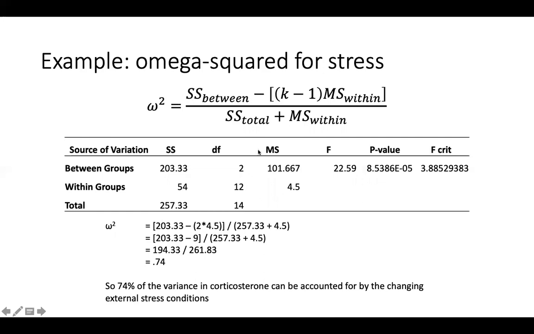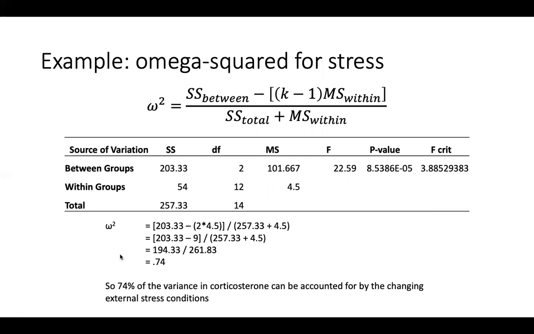The denominator, we take the sum of squares total, 257.33. We add to it the mean squares within, 4.5, right? And we end up with 261.83. That's our denominator. We divide those and we get 0.74. So little omega squared for our corticosteroid level example is 0.74. That's a proportion. We can interpret that as a percentage.